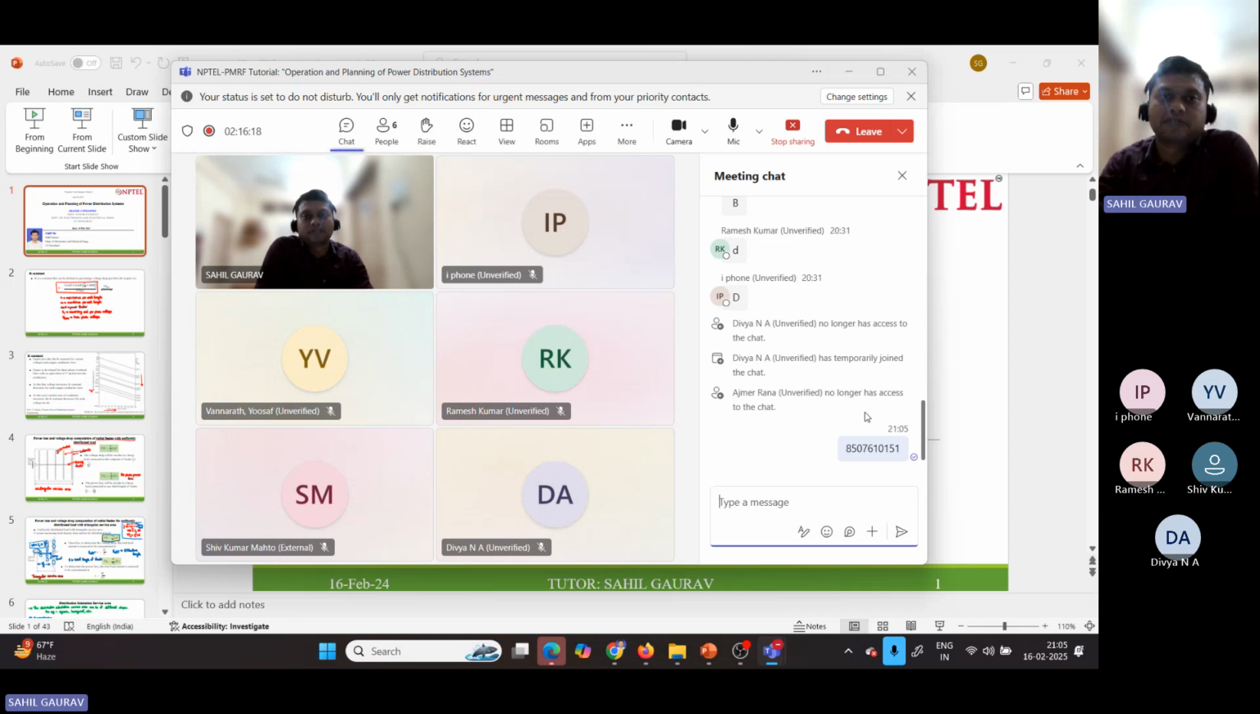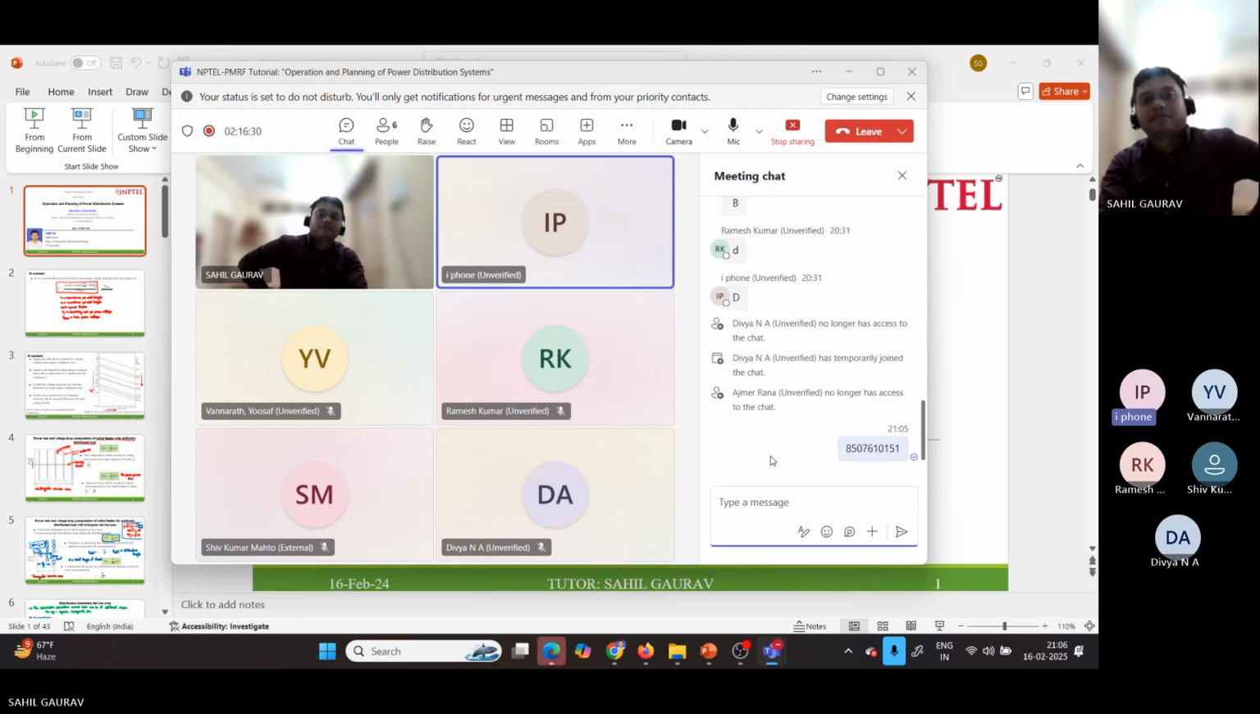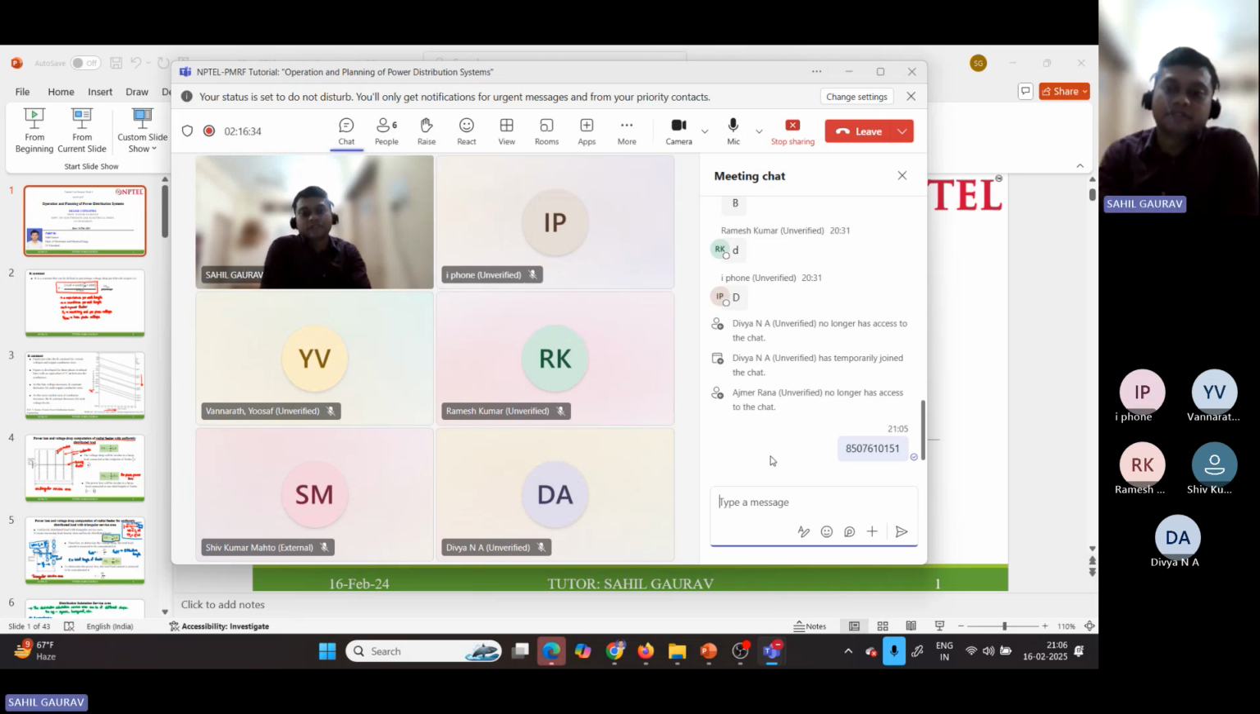So you can mail me also. No problem. I am working on this control of converters in a smart transformer based distribution system. Oh, okay. Okay. So thank you for attending the session, and we will meet on the next Sunday.